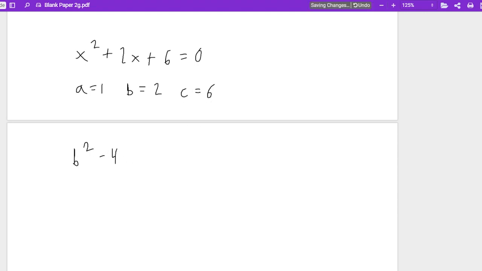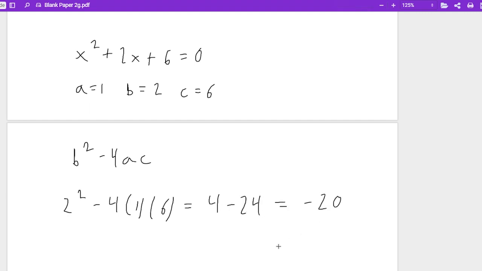So for this first problem here, let's say that we have x squared plus 2x plus 6 equals 0. And I want to use the discriminant to find out how many solutions there are here. It's pretty simple. A is 1, B is 2, C is 6, and all I got to do is B squared minus 4AC, which means 2 squared minus 4 times 1 times 6. That's going to equal 4 minus 24, which is negative 20. That's negative, so that means we're going to have 2 imaginary solutions for that one.